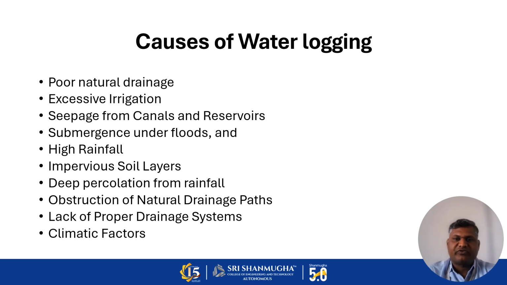So what are the causes of waterlogging? The poor natural drainage systems, excessive irrigation, seepage from canals and reservoirs, submergence under floods and high rainfall, impervious soil layers, deep percolation from rainfall, obstruction of natural drainage paths, lack of proper drainage system, and climatic factors. These factors will definitely affect waterlogging, so drainage is very essential for these causes.